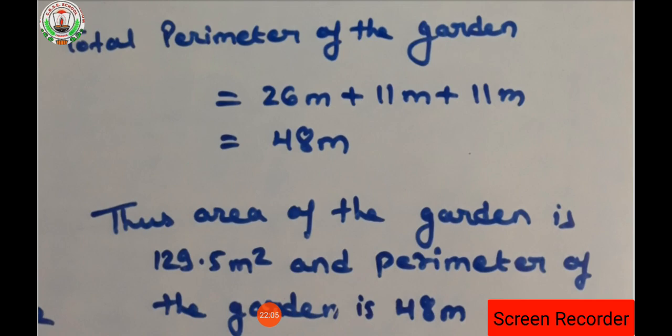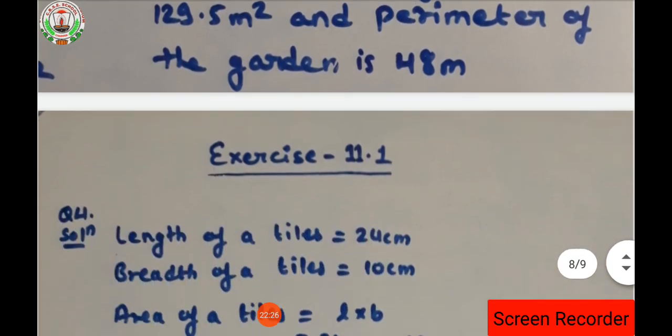Now, what is asked in the question actually? What is the area? So the area of the garden is how much? That we had found as 129.5 meter square, as well as the perimeter of the garden we had found as 48 meter. That means you have to find both things using the semicircle as well as the rectangle formula.